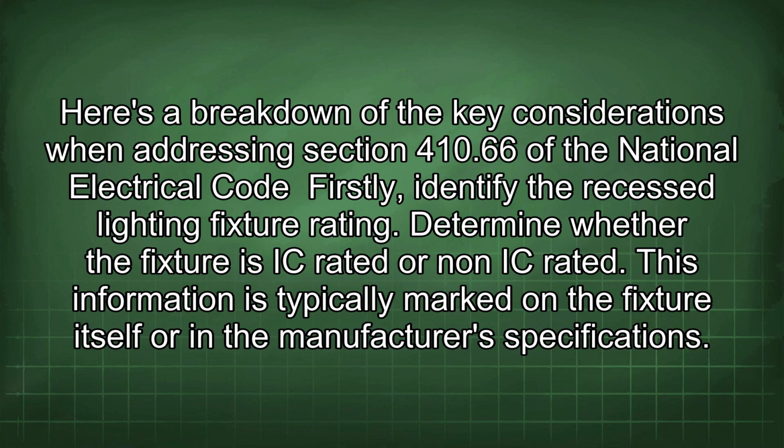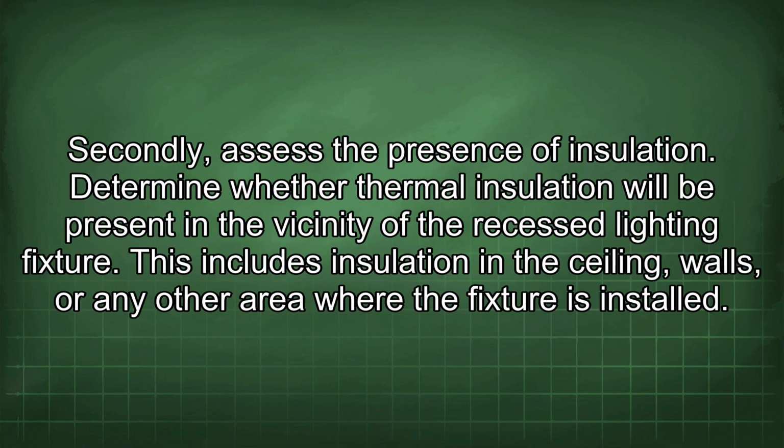Firstly, identify the recessed lighting fixture rating. Determine whether the fixture is IC rated or non-IC rated. This information is typically marked on the fixture itself or in the manufacturer's specifications. Secondly, assess the presence of insulation. Determine whether thermal insulation will be present in the vicinity of the recessed lighting fixture. This includes insulation in the ceiling, walls, or any other area where the fixture is installed.